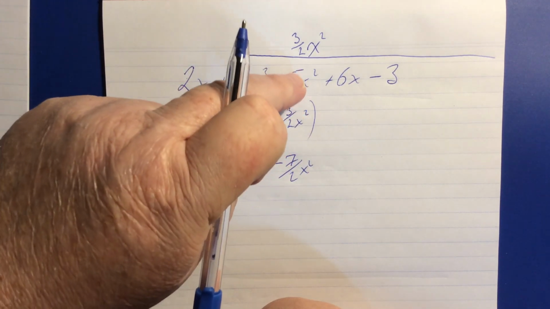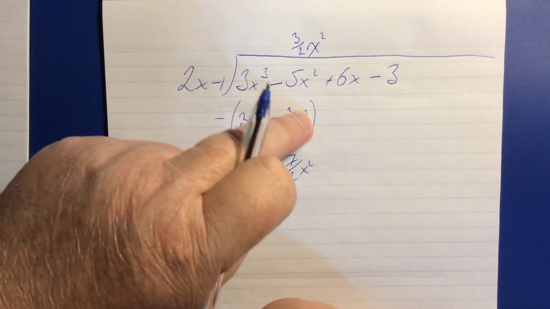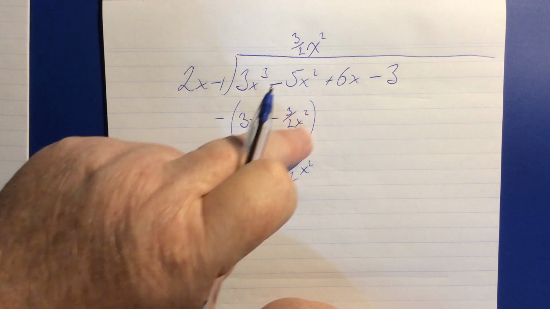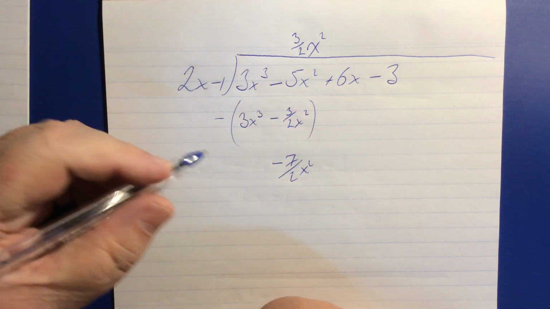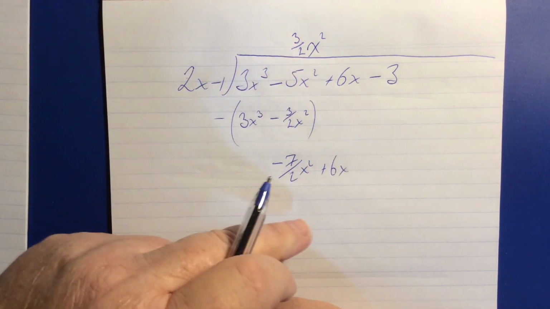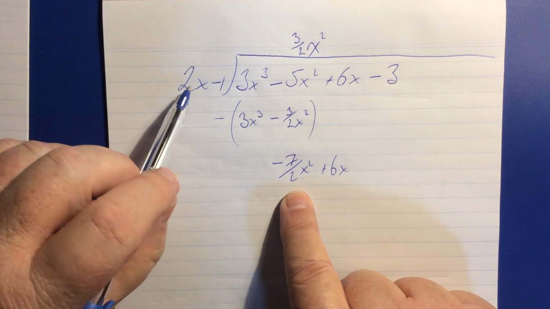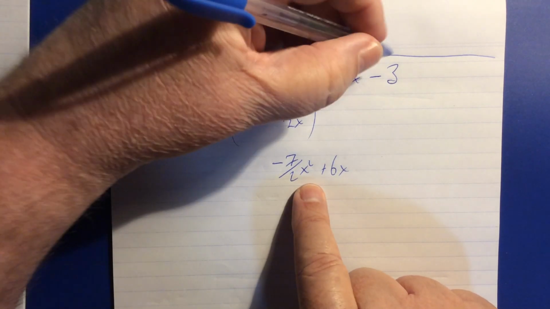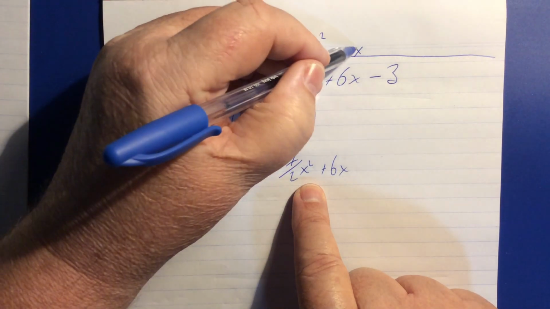That is the result of taking this expression here and subtracting this expression here from it, which is effectively the same as adding. Okay, now I bring down the 6x, and my next question is, what am I going to have to do to x to get x squared? Well, I'm going to multiply it by x.